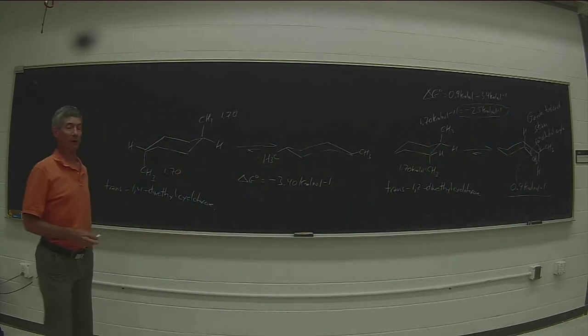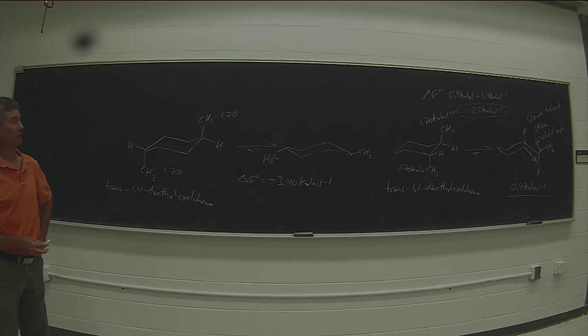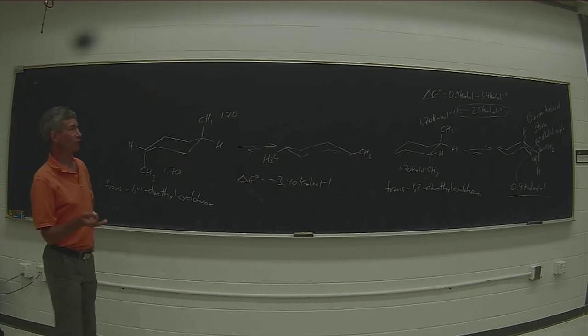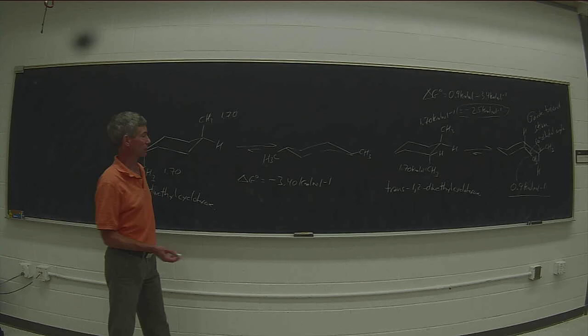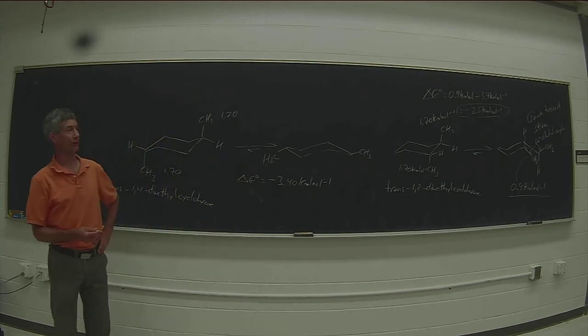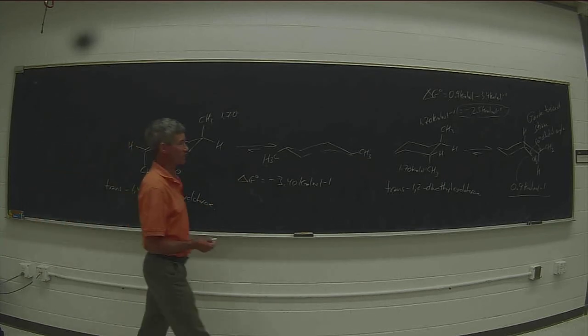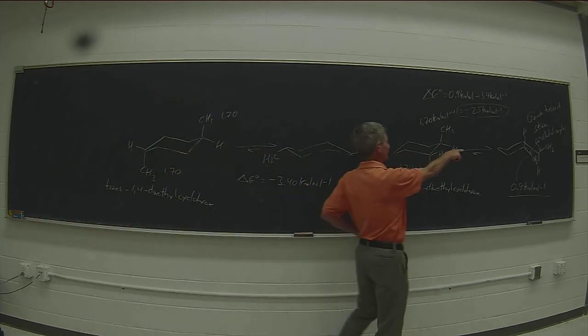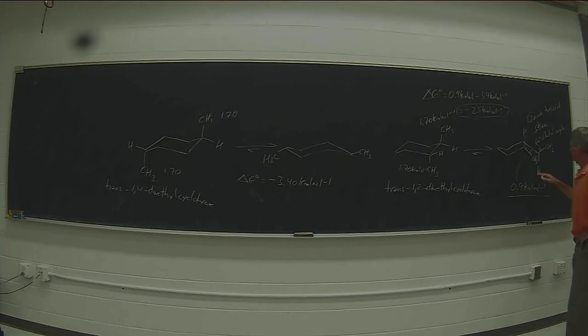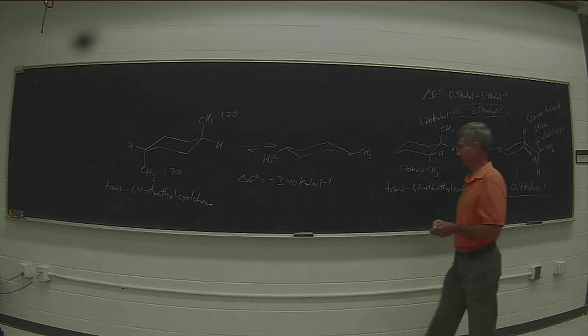So we're switching from the diaxial 1,2-dimethyl cyclohexane to the diequatorial 1,2-dimethyl cyclohexane. We lose only 2.5 kilocalories per mole of energy rather than 3.4 kilocalories per mole of energy. It might be productive, since it's a little difficult to see that there's a gauche interaction there, to write this cyclohexane as a Newman projection instead.